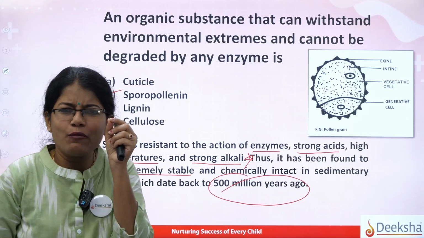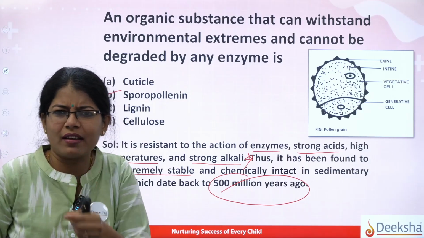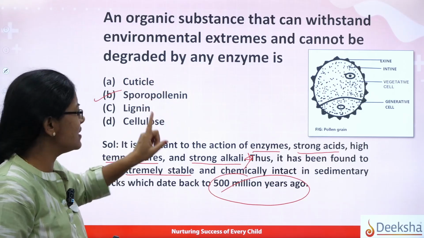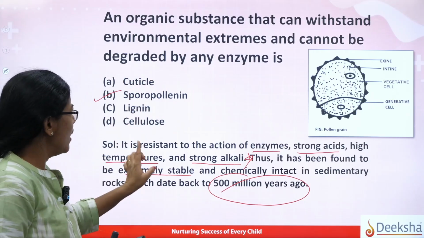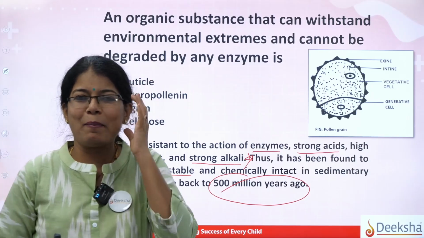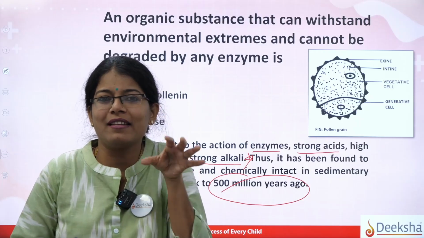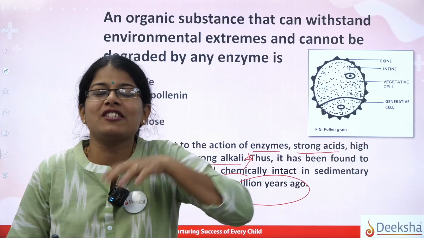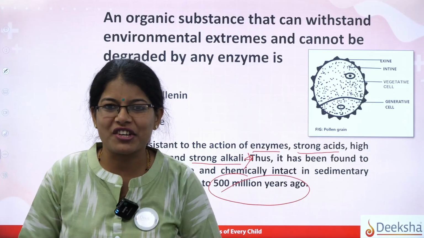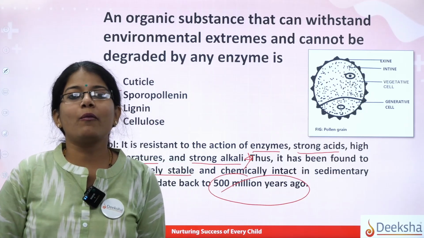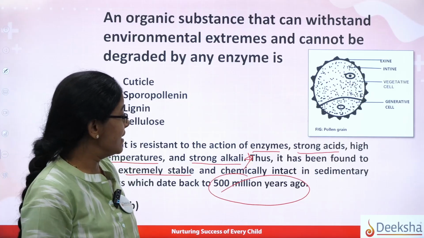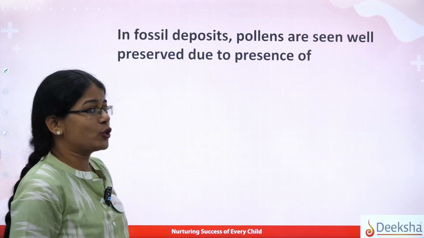Before that, I give you one small question here. Think of the function of cuticle and tell me where the cuticle is present, where the lignin is present, where the cellulose is present. Think a little and tell me. You have studied in first PUC, you know what lignin is. Think a little, and next session I will be back for the discussion, right? Okay, so this was the next question regarding sporopollenin, and here we go to the next question, right?